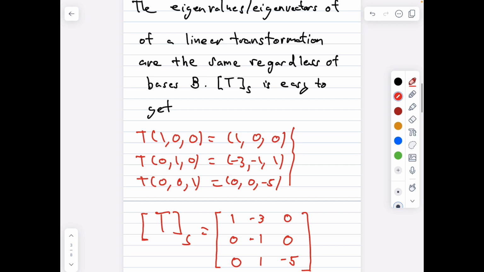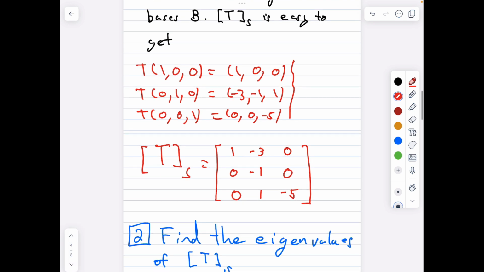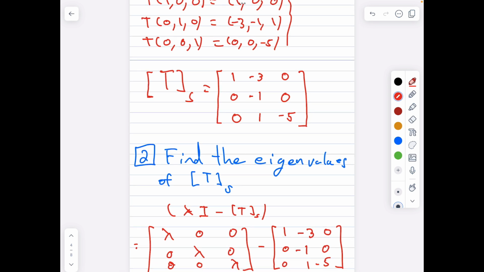And how do I figure out this TS? Well, all you do is put each of your basis vectors in S, so 1, 0, 0, 0, 1, 0, and 0, 0, 1, into your transformation, because that is the standard basis for R3, those three vectors. Plug them into T, and you would get 1, 0, 0, negative 3, negative 1, 1, and 0, 0, negative 5. And if you switch those to columns, those make TS. I won't get into that in particular, but that's how that would work, and I just ask you to review that.